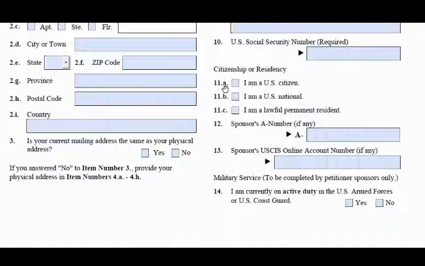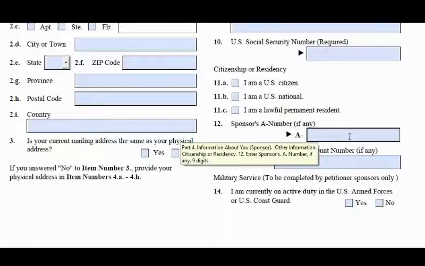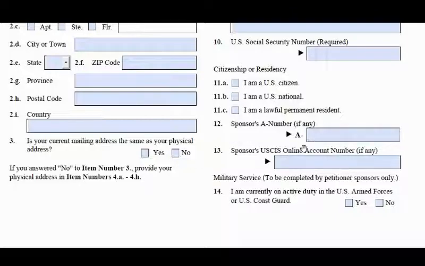And then from there we're going to move to 11A, which is on citizenship or residency. 11A is I'm a US citizen. If you're a US citizen, you check the first box. If you are a US national, you check 11B. If you're a lawful permanent resident, then you check 11C. Sponsor's alien number: if you have an alien number, you, the sponsor, provide it right here. Then 13 is the sponsor's USCIS online account number. If you have one, you provide it right here.